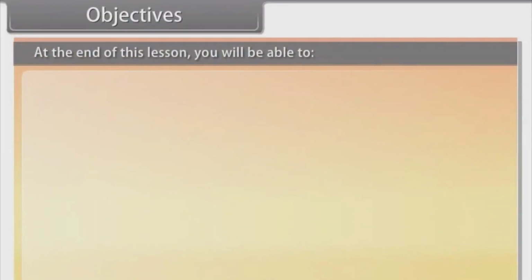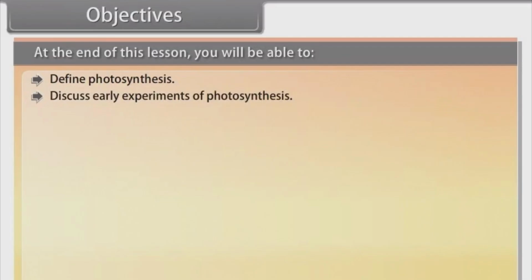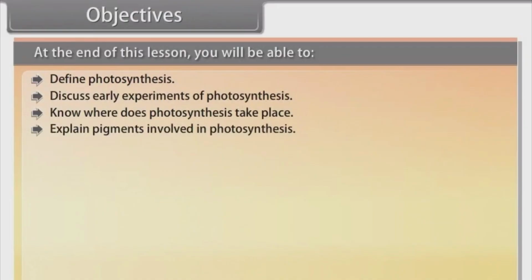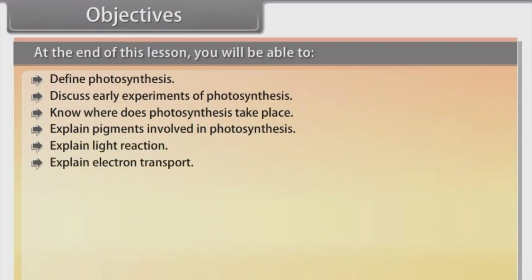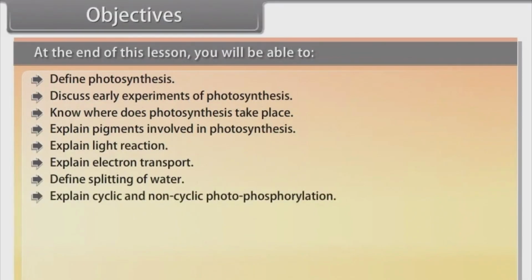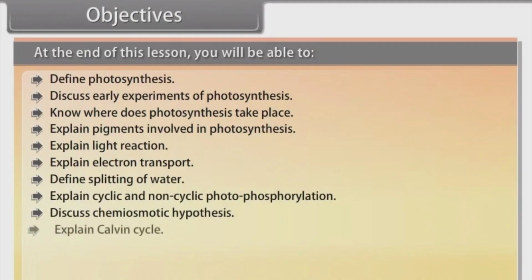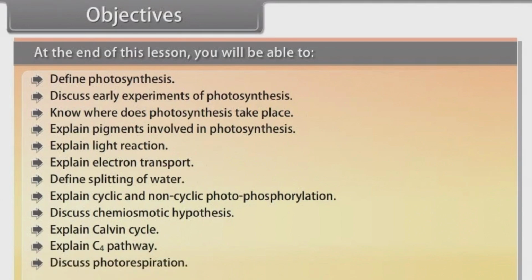Objectives. At the end of this lesson, you will be able to define photosynthesis, discuss early experiments of photosynthesis, know where photosynthesis takes place, explain pigments involved in photosynthesis, explain light reaction, explain electron transport, define splitting of water, explain cyclic and non-cyclic photophosphorylation, discuss chemiosmotic hypothesis, explain Calvin cycle, explain C4 pathway, discuss photorespiration, and explain factors affecting photosynthesis.